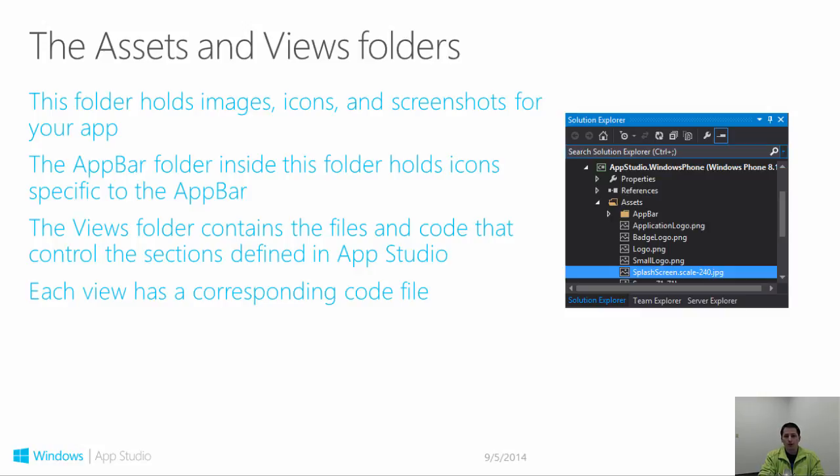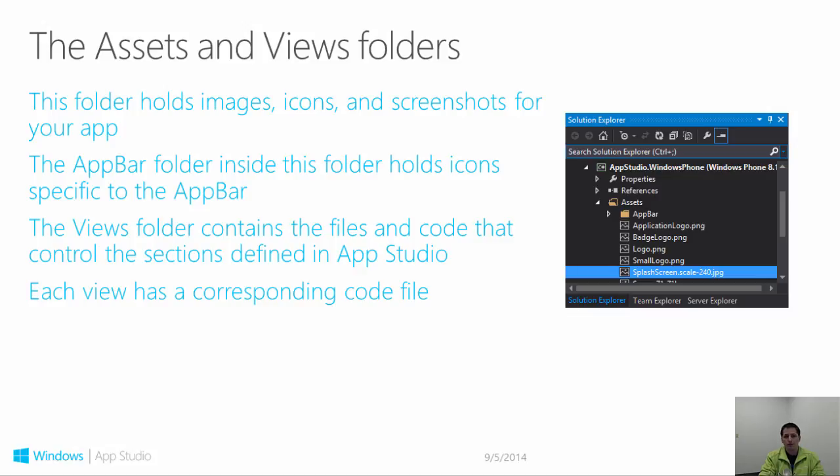The Assets folder contains all of your icons, images, and screenshots. If you add additional images or icons to your app, it is advised to keep them in this folder for consistency. In the Views folder, you will find XAML files that define the design of your section pages. If you double-click on one of the XAML files, it will open a page in a designer for you to edit visually. Next to each view is a tree expanding caret.